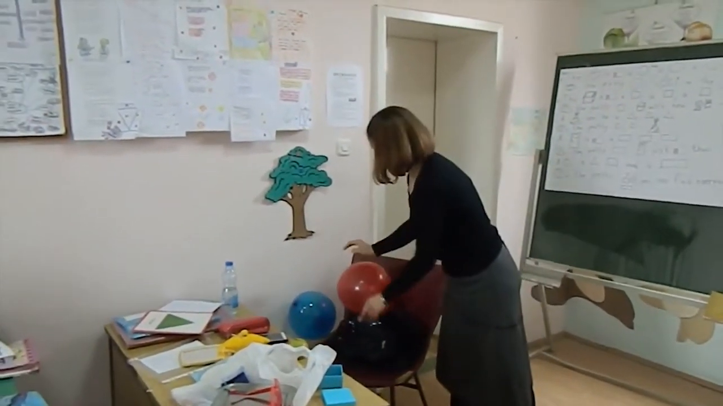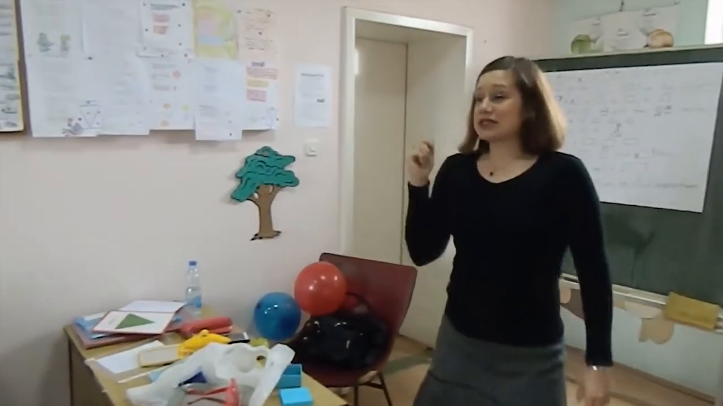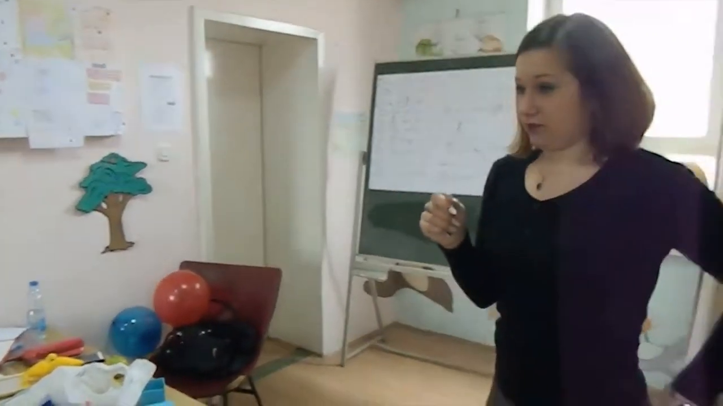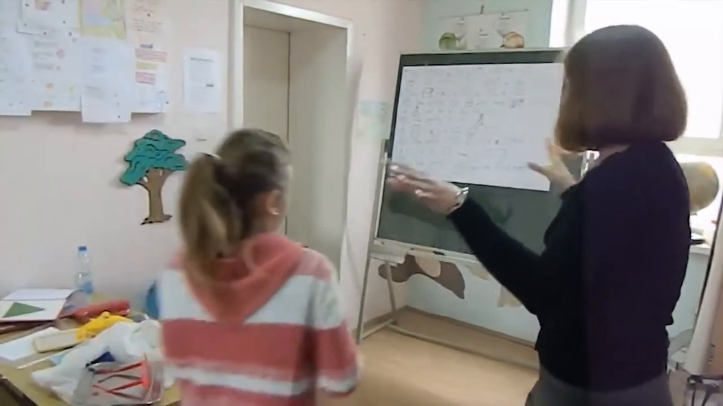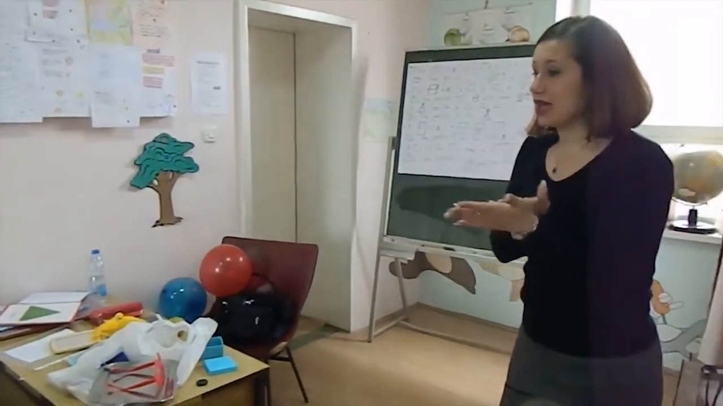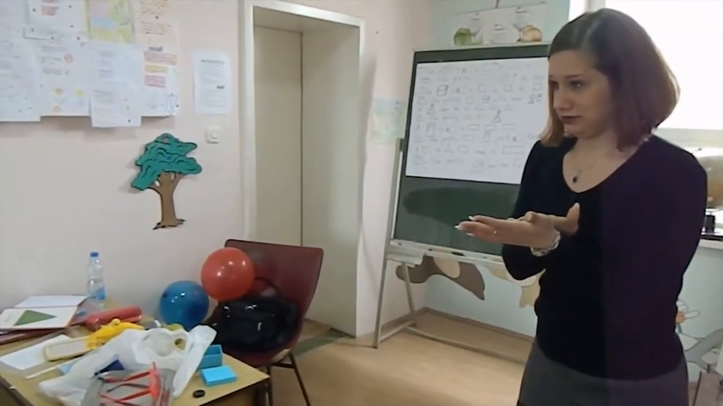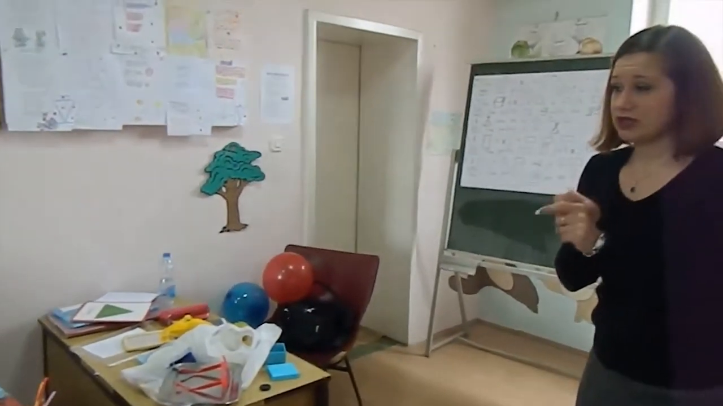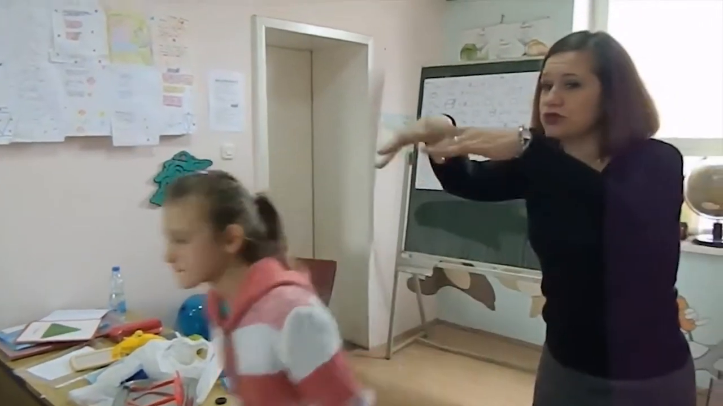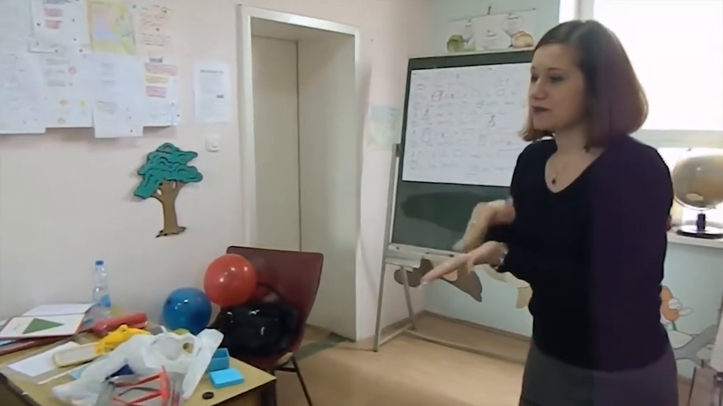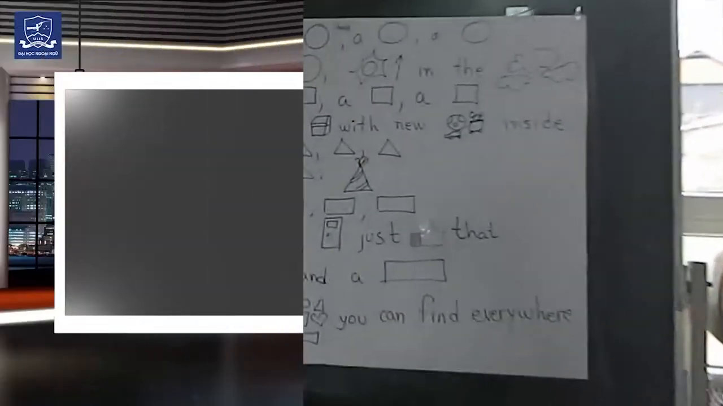Alright. So, when I say, for example, circle, you need to move around the classroom and touch circle. Okay? And if I say rectangle, you have to move around the classroom and touch something in the shape of a rectangle. Can we try? Yes?